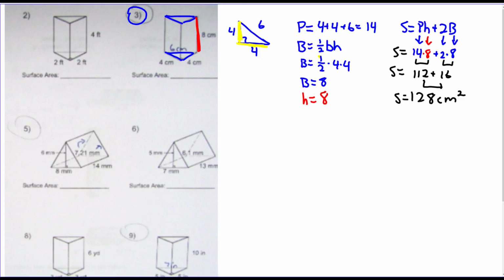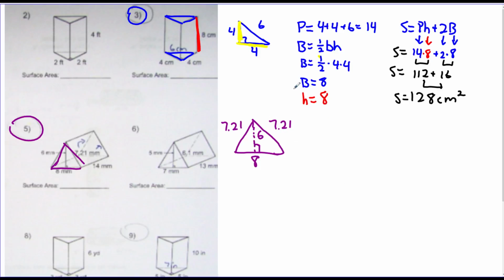So let's try another one here. So let's do number 5. Instead of giving you a right triangle, this is our base right here. It's isosceles because two of the sides are the same. So we're going to draw it just like that. It's got this height going from top to bottom. We're going to fill in everything we know. We've got 8 down here on the bottom, 6 going from top to bottom, and on the left and right side, they're both 7.21.